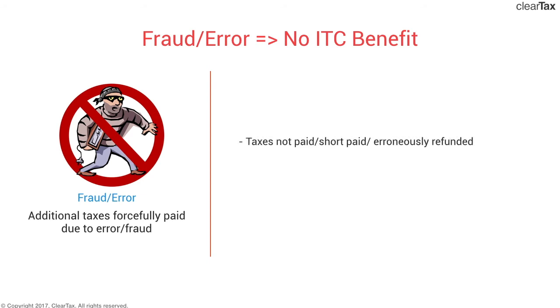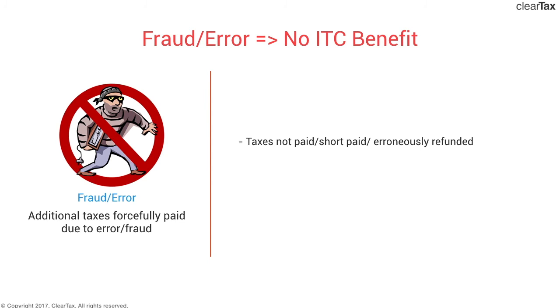The first of these instances is all about tax not paid, short paid, or erroneously refunded by the government, or if you've claimed input tax credit wrongly or utilized it by reasons of fraud or any willful misstatement or suppression of fact. So basically, it's all related to fraud. Willful misstatement is again fraud. Suppression of fact is also fraud. So if you have paid short tax or not paid tax at all, or the government has refunded money to you by error, then this tax component that you'll have to pay additionally, you cannot claim input tax credit on that.